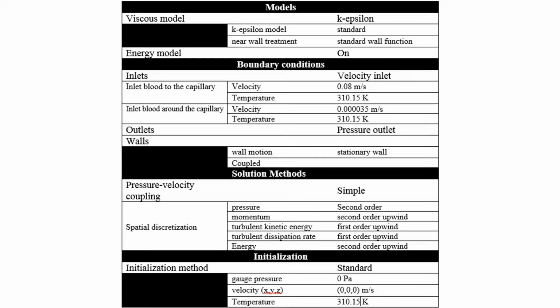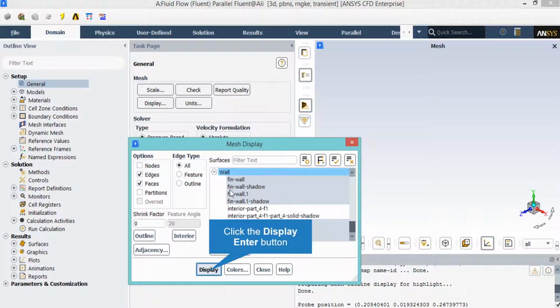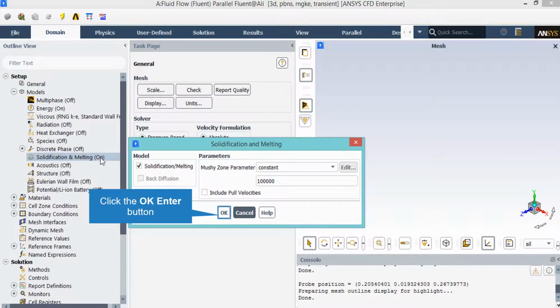Finally, a summary of different settings and setup that we have used in our project is presented to you in the slide. In this project, we will simulate phase changing material or PCM in a shell and tube heat exchanger. In the appeared window, you may choose between different parts of your geometry to show or not show just by clicking on them. In the solidification and melting setting, we enable the solidification and melting model. Also, in the parameters section, in front of the mushy zone parameter, we select constant and we set the value as you can see in the window.